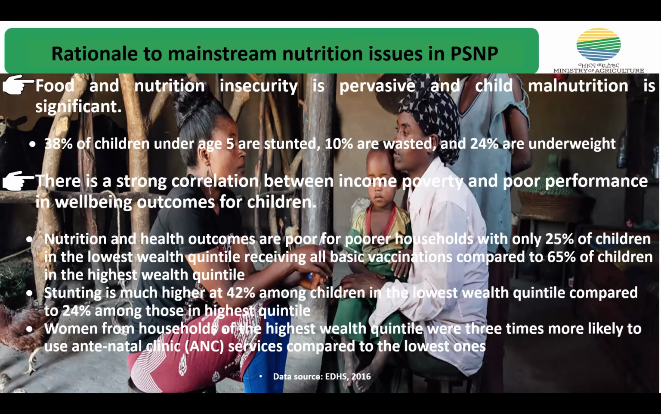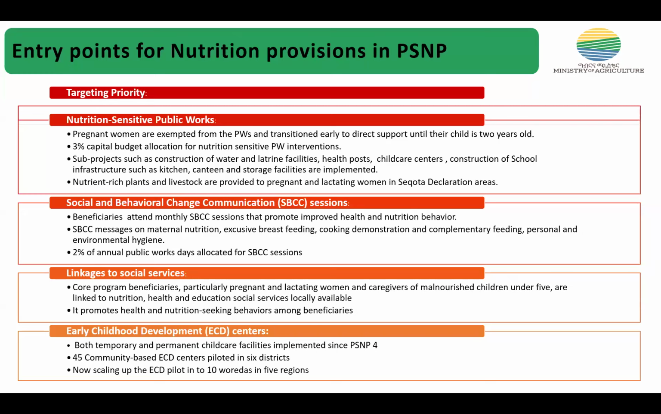Women from households in the highest quintile were 3 times more likely to use antenatal care services compared to the lowest one. So this shows you how to make interventions, and in which area to focus and support these targeted beneficiaries. So the entry point, while we design PSNP, is, for instance, when the targeting is made, the priority is given to those people that need serious support. So we give priority while we are targeting.